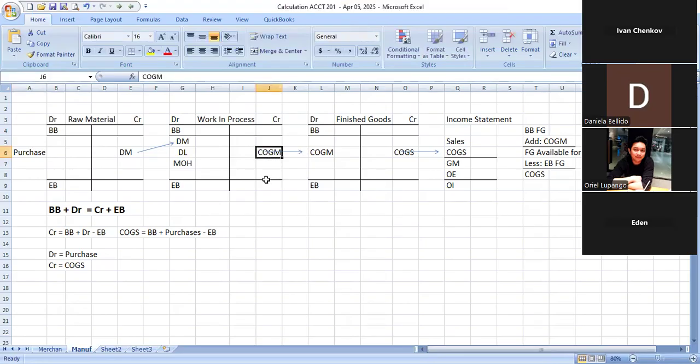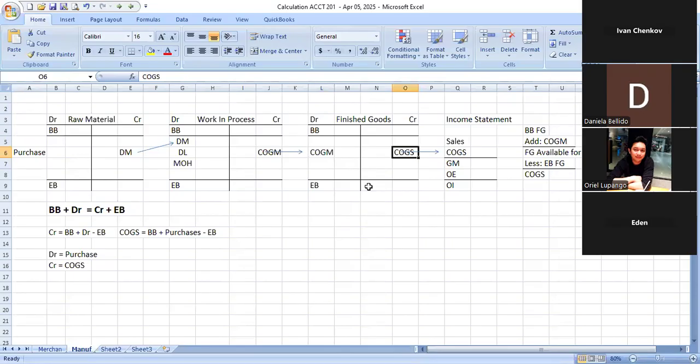Once we find out how much is the cost to manufacture our goods, when they're ready for sale, we move them to the finished goods account. In the finished goods account, it's going to stay as long as it sits in our warehouse. Once we sell it, it's going to become cost of goods sold. Why? Because we just sold the item.